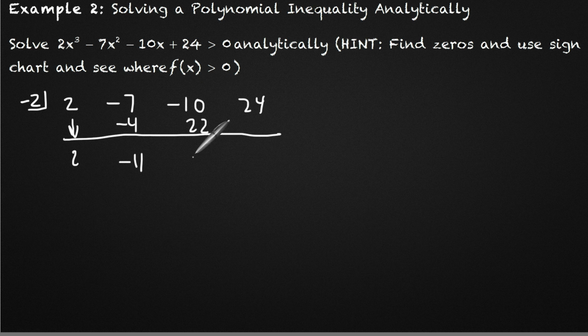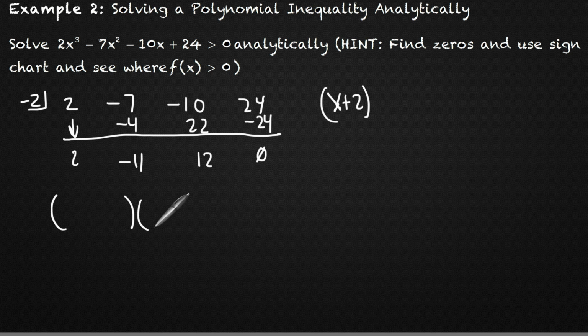22 minus 10 is a 12, and then negative 2 times 12 is a negative 24, and that gives us 0 as a remainder. And so now that we know that one of our factors is x plus 2, we can put that there. And then the other one we have to factor. So this is 2x squared minus 11x plus 12. We want to factor that.